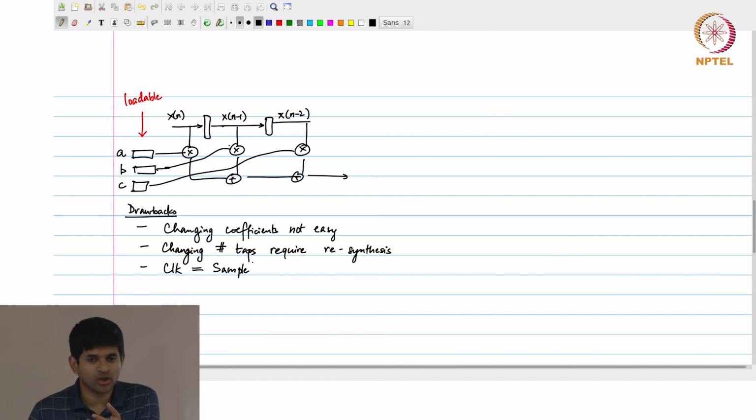Is that necessarily a drawback? In some ways, yes, for the simple reason that maybe I could have come up with another architecture that did not need 3 multipliers and 2 adders in order to implement this operation.